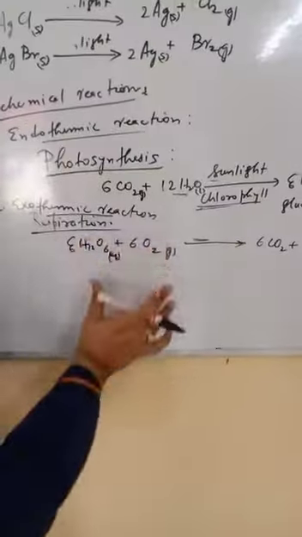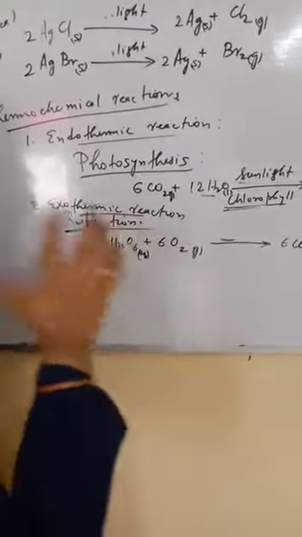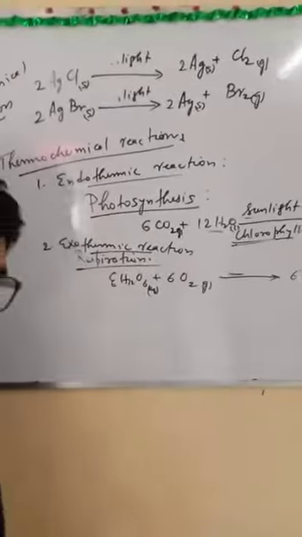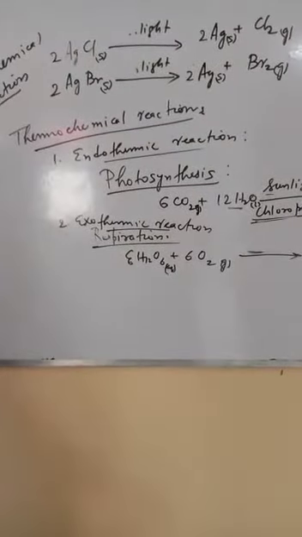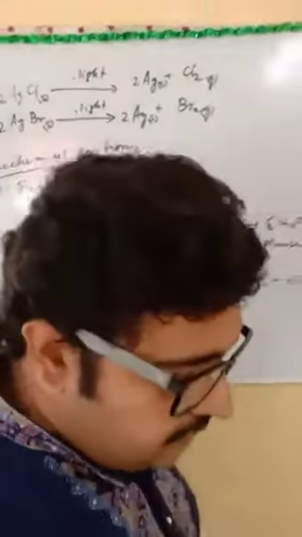Now these two examples are biochemical examples. Just keep these equations in your mind. Very important for your exam. You should just memorize this. So thermochemical is over. Now last is reactions involving electricity. There are two types, electrolytic and electrochemical.